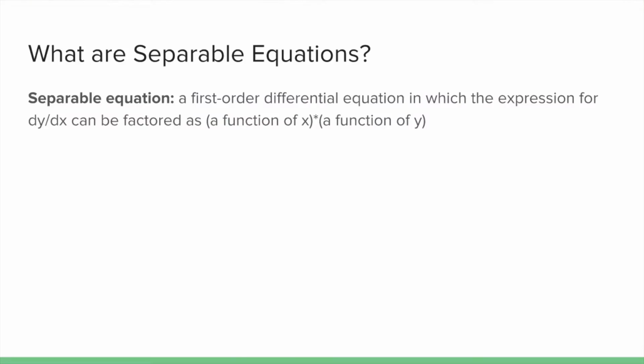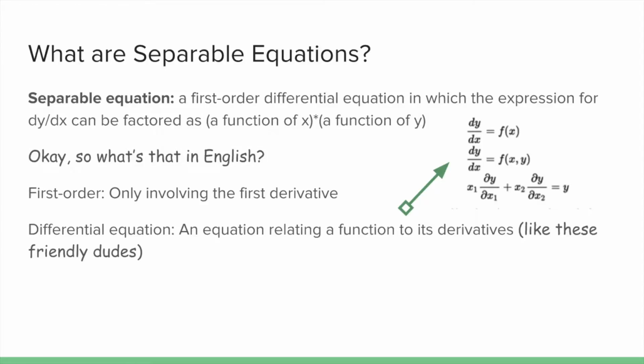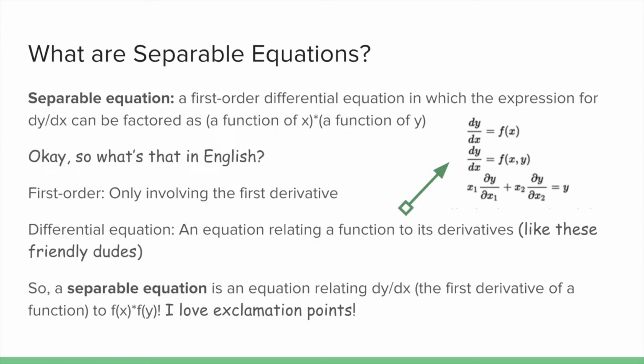A separable equation is a first-order differential equation in which the expression for dy/dx can be factored as a function of x times a function of y. Okay, so what does that mean in English? Well, first order means that the equation only involves the first derivative, and differential equations are those that relate functions to their derivatives. So knowing these will help you recognize a separable equation, which is an equation relating dy/dx to f(x) times f(y).